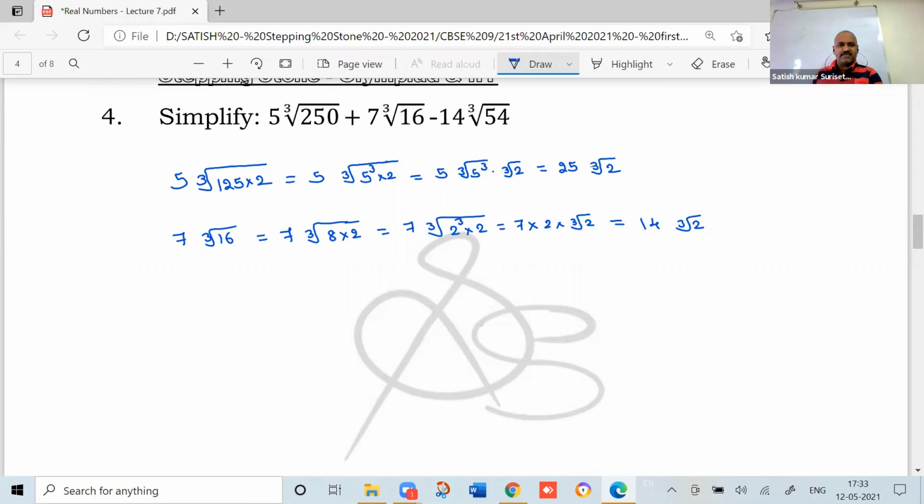Next, third term, 14 cube root of 54. So 14 cube root of 54 you can write as 27 into 2. That is 14 into cube root of 27 into cube root of 2. So 14 into cube root of 27, 3 into cube root of 2. That is 42 cube root of 2. Now substitute it here.